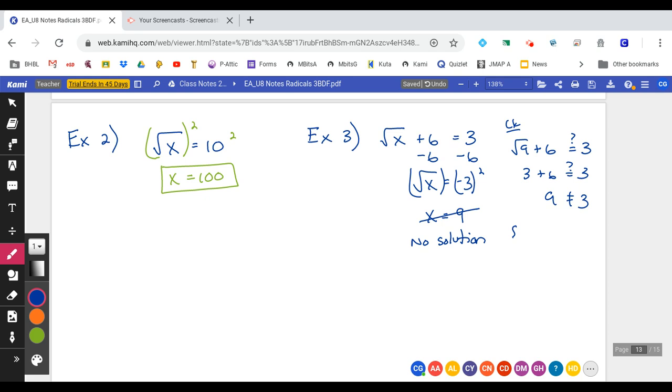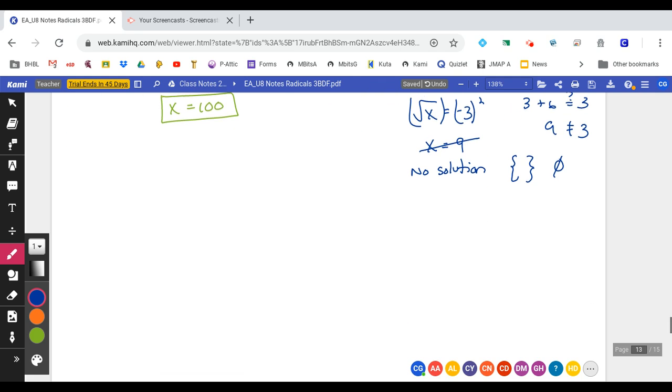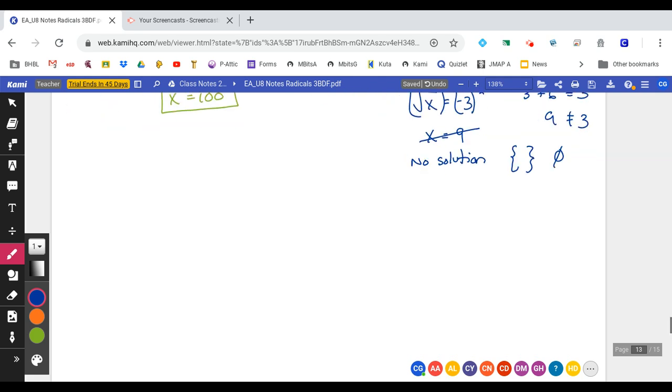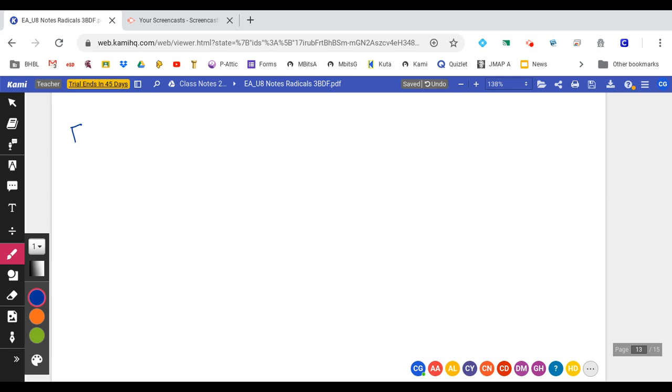We can also write that like this. We can write that like this. Okay, so there are lots of ways we can write that there's no solution. All right, let's try another one.